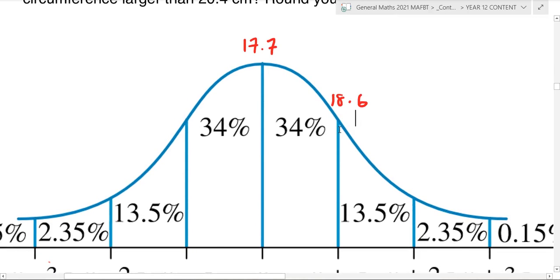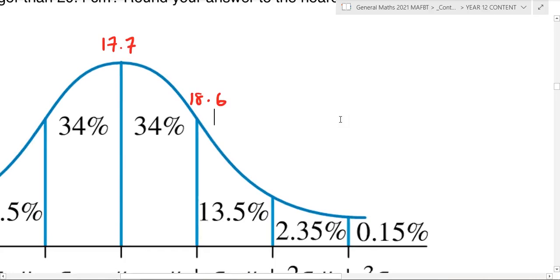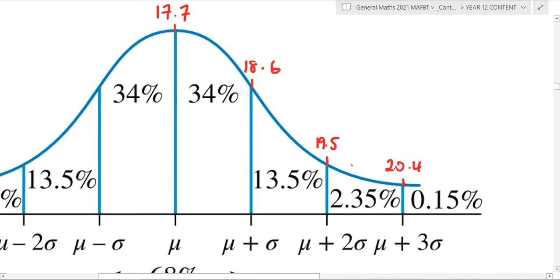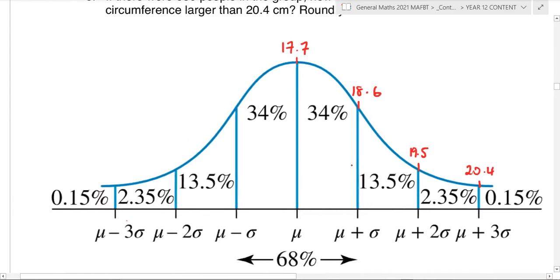So at this point here, it's 0.9. Again, another standard deviation above that, so 2 standard deviations away from the middle, which is 17.7. I'm going to add another 0.9 here, so it's going to be 19.5. That's this point here. So I'll put those markings there. And then another standard deviation, so 3 standard deviations away from the middle. You're going to add another 0.9, so it's going to be 20.4 right there. So I'm going to add these markings to make this question a bit easier for you guys.